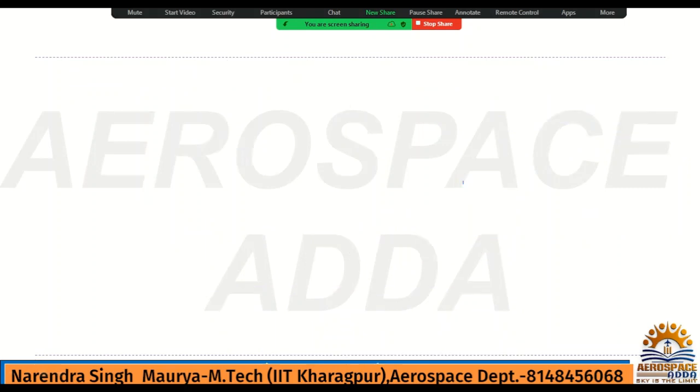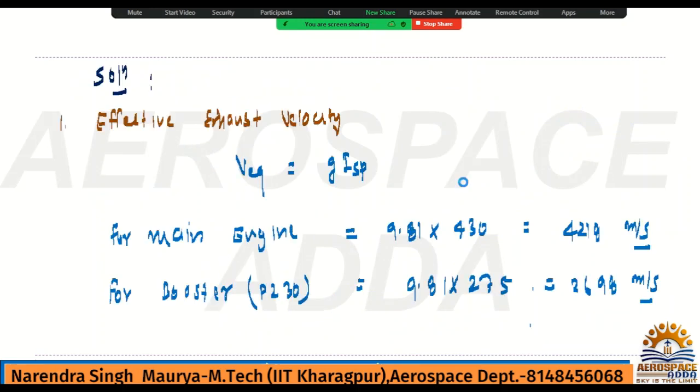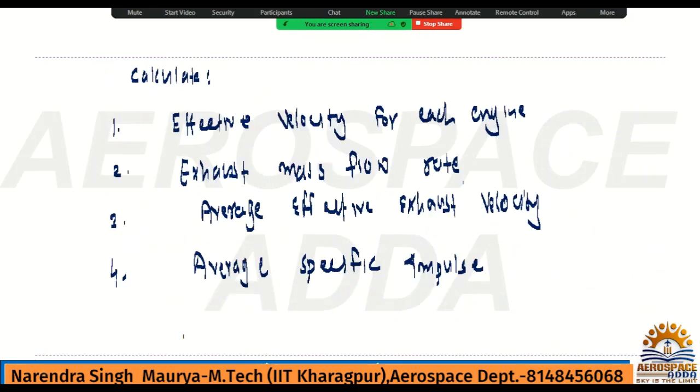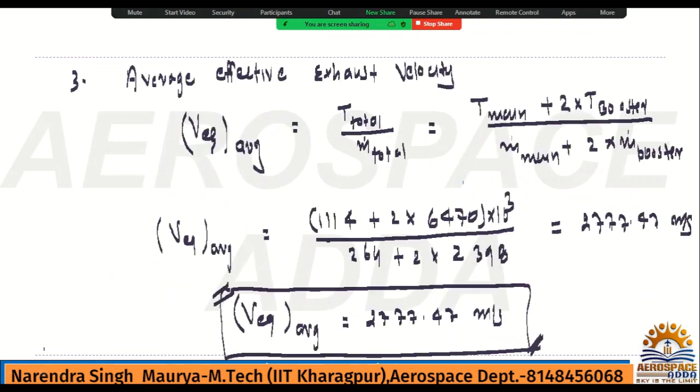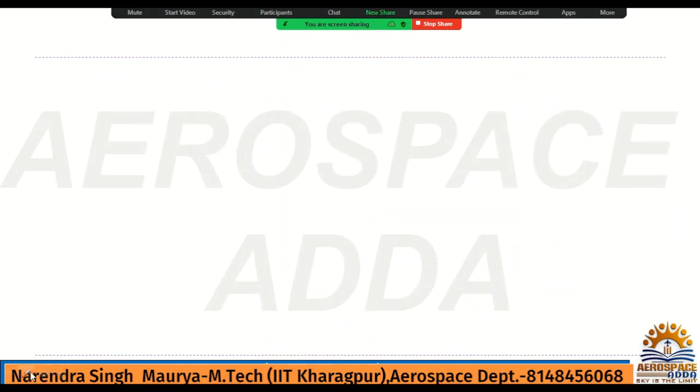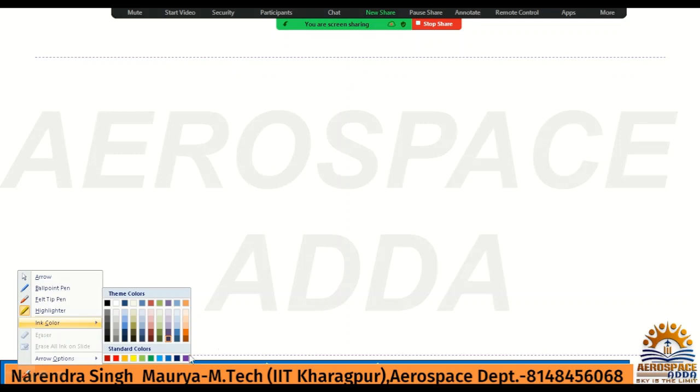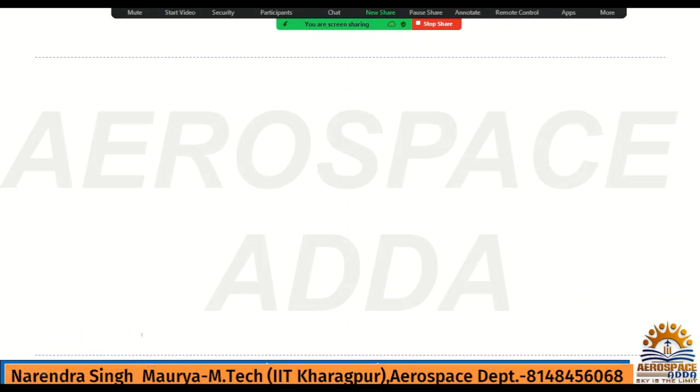All right, now the next value. Average exhaust velocity you have done, average effective exhaust velocity. Now average specific impulse will be the last one, point number 4. So I would say this problem was both series multistaging and parallel multistaging. It was so easy, and the question is very important, most based on this multistaging. Average specific impulse.